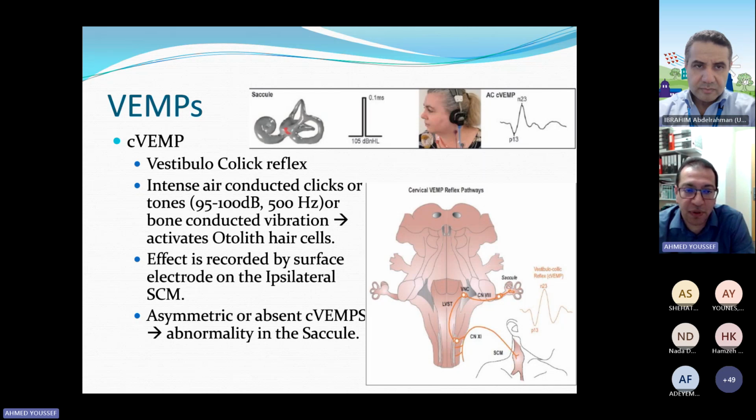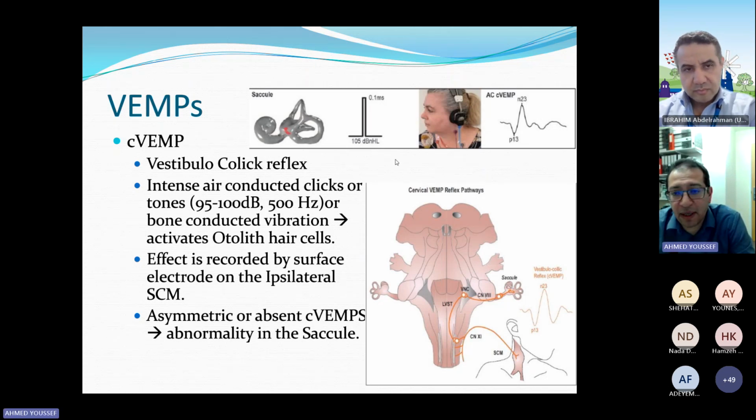We've got two types. One is the cervical VEMP, the C-VEMP, and it depends on the vestibulocollic reflex. The V-HIT and the calorics depend on the vestibulo-ocular reflex, but there is also the vestibulocollic reflex, which controls the movement of the neck muscles that affects or controls the head eventually to keep us balanced.